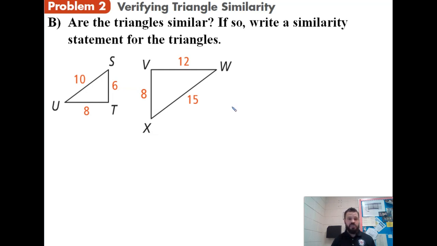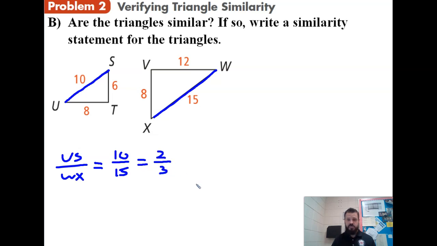Let's start taking a look at those sides here. We can start off with the biggest side, US over WX. That's equal to 10 over 15, which reduces down, dividing both by 5, to 2/3. We want to see if we get the same thing with the other sets of sides. Let's look at the medium length side next, UT over WV.